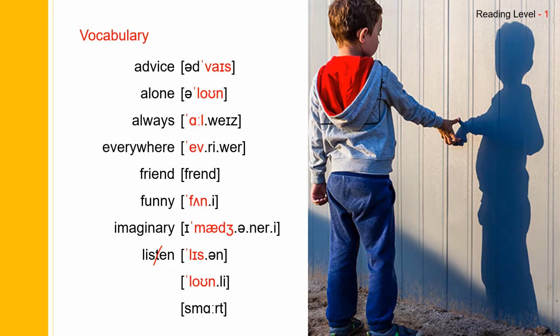Listen. Next one, lonely. Lonely. Lonely spells L-O-N-E-L-Y. Lonely. And the last one, smart. Smart. And smart spells S-M-A-R-T. Smart. Advice. Alone. Always. Everywhere. Friend. Funny. Imaginary. Listen. Lonely. Smart.